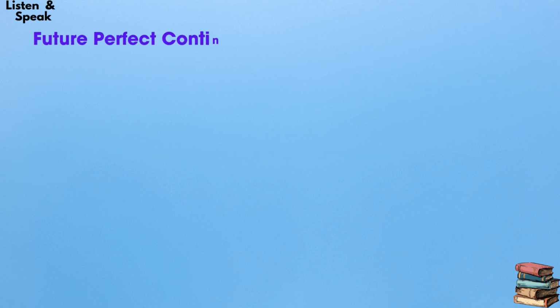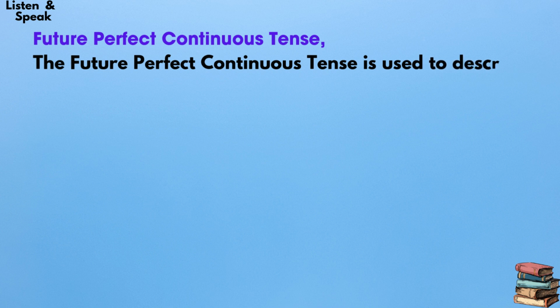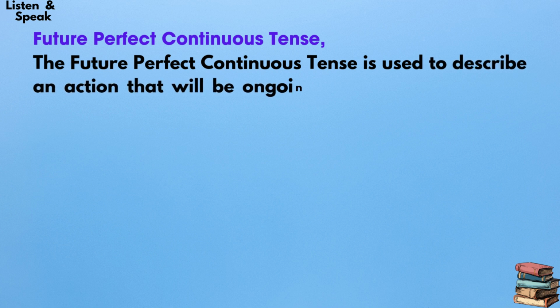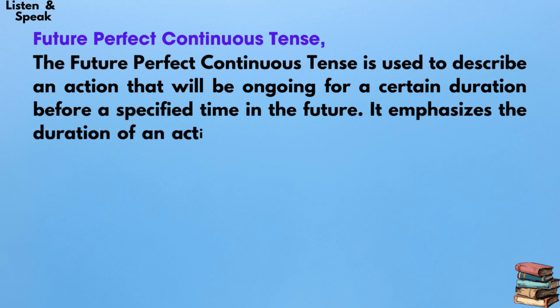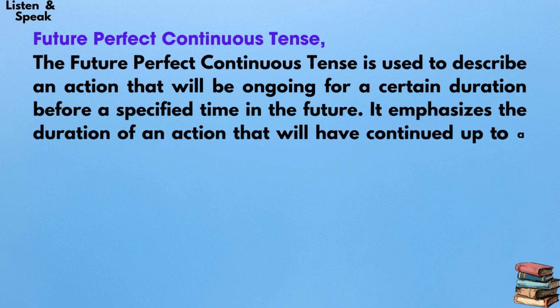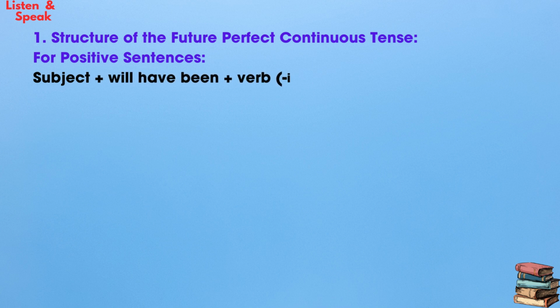Future perfect continuous tense. The future perfect continuous tense is used to describe an action that will be ongoing for a certain duration before a specified time in the future. It emphasizes the duration of an action that will have continued up to a certain point in the future. 1. Structure of the future perfect continuous tense. For positive sentences: subject will have been verb, ing form.